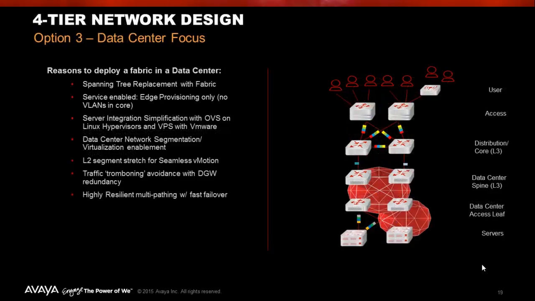Option 3, more of a data center focus. This is where we're saying, hey, I've made a lot of money investment into the data center. I want to reach towards the L2 segment stretch for seamless vMotion. I want to avoid the tromboning that I get when I do these vMotions, particularly for longer range and longer time frames. I want to get integration within my hypervisor environment. These are all rationales for making the investment, but notice that the same types of technology, either VLAN tagging or route redistribution, are providing the connectivity back into the legacy environments.